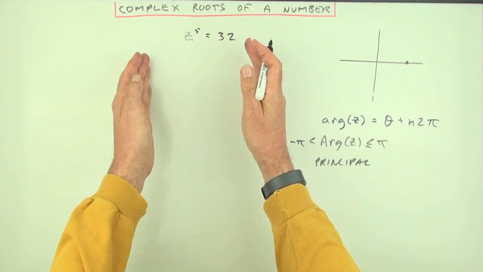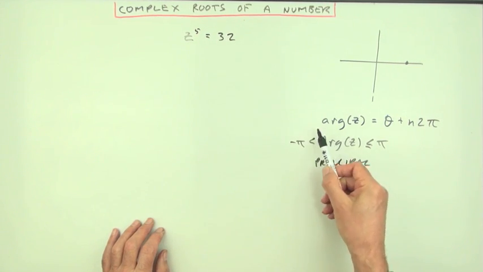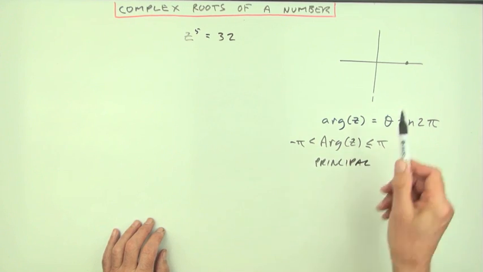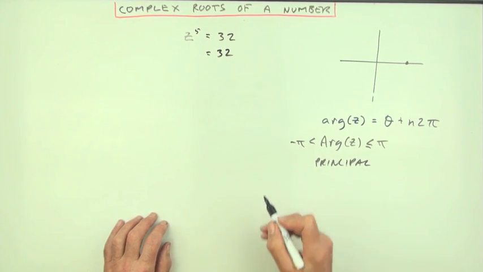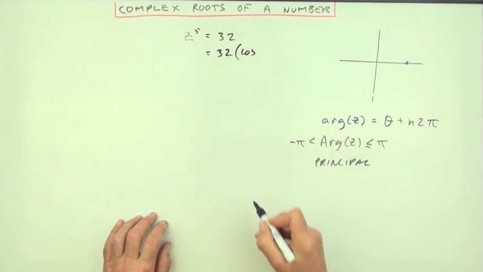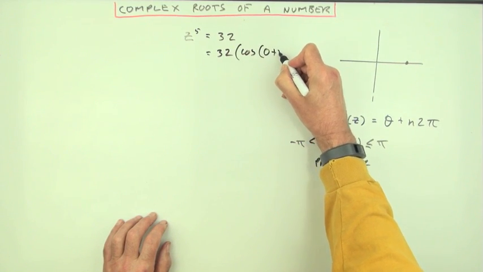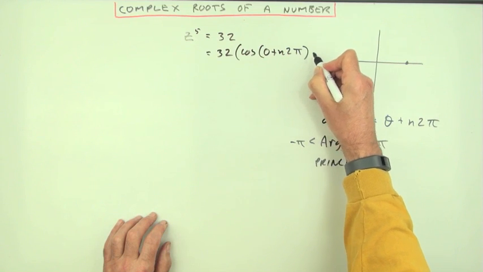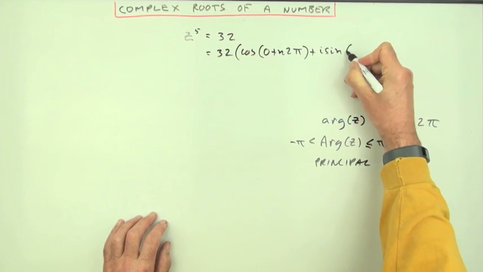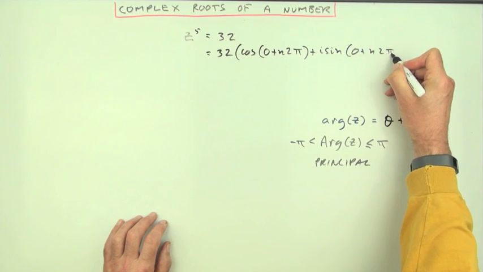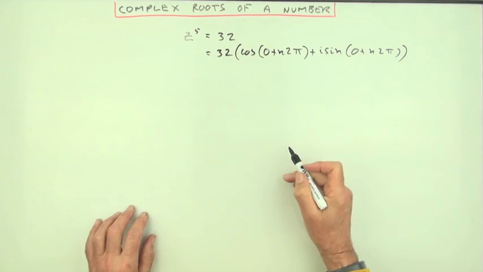So in order to do this problem here of finding the complex roots, I'm going to write my number in polar form with the general argument. So for this one, I'll say that's equal to, well, the modulus is 32, and then that will be cos of the argument. Now it is 0, but I'll put 0 plus n lots of 2 pi, plus i sine. Now it's getting annoying having to write all this out, 0 plus n lots of 2 pi. This is a pain in the neck writing all this out. I'm not going to be doing it much longer.